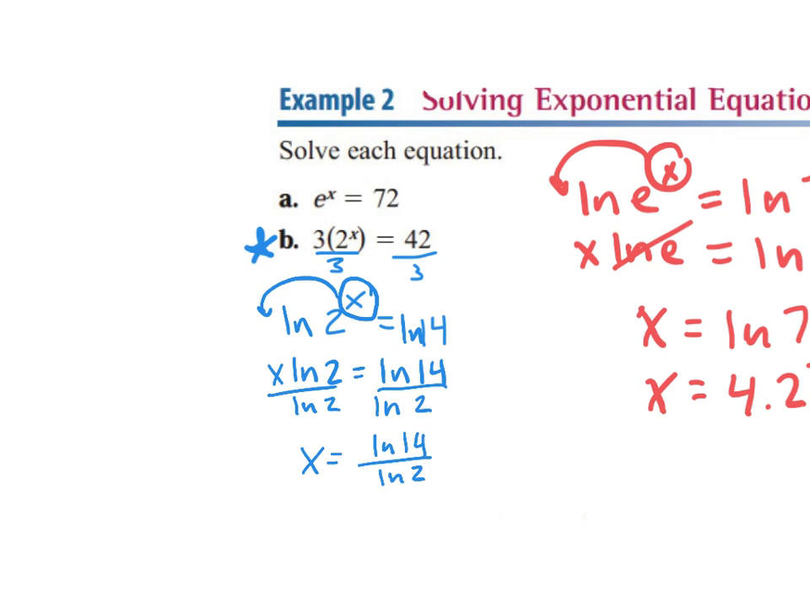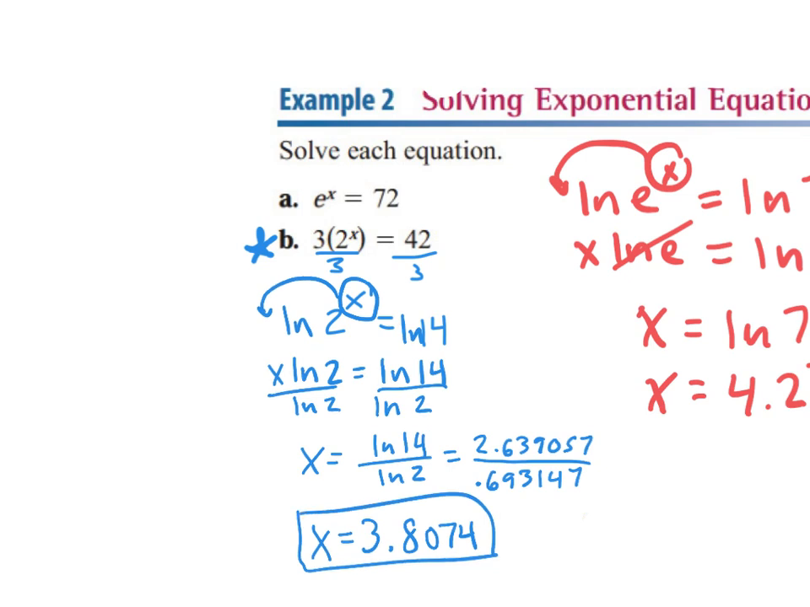So we have the ln of 14, which is 2.639057. Next, the ln of 2 is 0.693147, and then we divide both of these. So we would get x is equal to 3.8074.